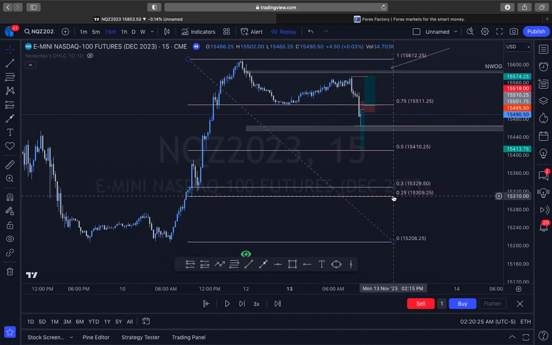So I have the 25. I used to use the 30%. I don't anymore. If I do, it's only on Fridays, and I can explain that in another video. But I measure these in quadrants. So the 25%, 50, which is the median range or equilibrium, the 75, and then the 1.